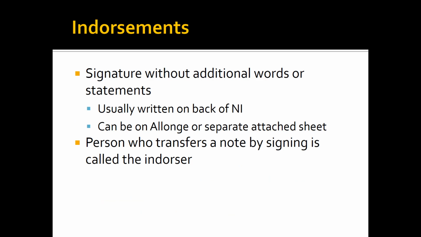Okay, so an endorsement, again, is a signature without additional words or statements, and most of the time you're going to see it on the back of the negotiable instrument. Now, sometimes if the negotiable instrument, say, is a longer document, like maybe a certificate of deposit or a promissory note, there might be an attached piece of paper. And that attached piece of paper is called an allonge, A-L-L-O-N-G-E.